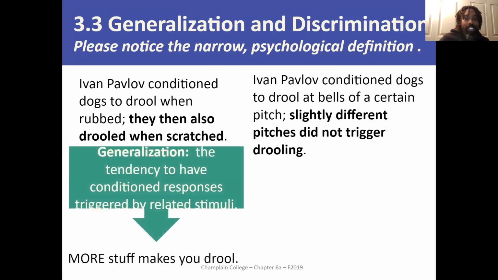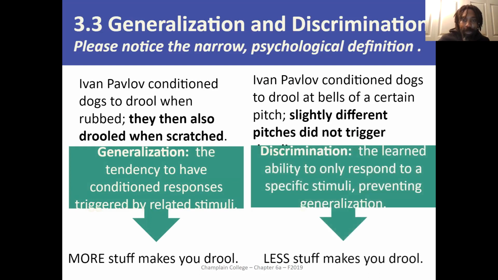So for generalization, an example would be the tendency to have conditioned responses triggered by related or similar stimuli. More stuff makes you drool. In discrimination, the learned ability to only respond to a specific stimulus, preventing generalization. Less stuff makes you drool.